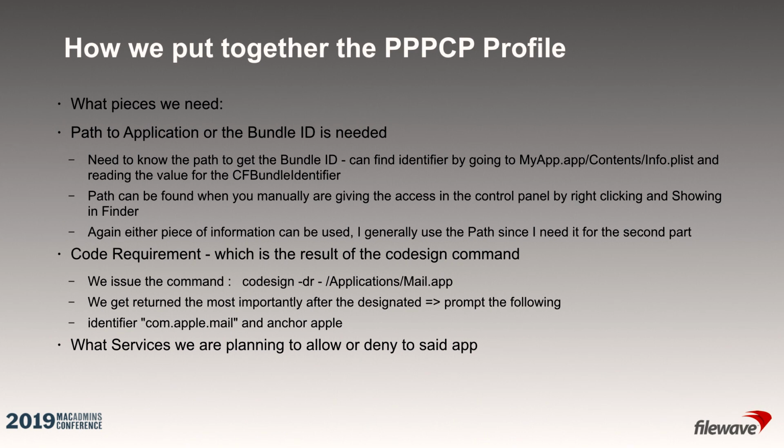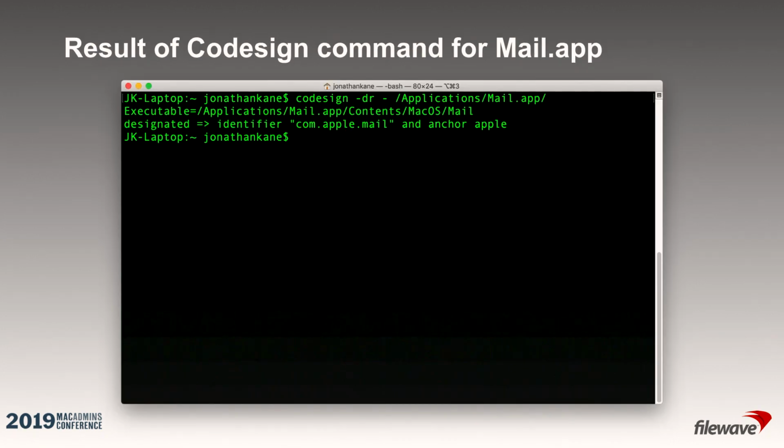And then you also, of course, need to know what services you're trying to activate. So I went with something really simple here. I said, give me this information on the Mail.app. And what you can see here is I issued the command, pointed it to the Mail.app, and what it returned to me was designated, so I ignore that part, identifier "com.apple.mail" and anchor apple. This is going to be much longer if you're looking at other apps, depending how they've signed their apps, depending how they haven't signed their apps. It could be much longer, and it looks like gibberish, but you want to capture all that. So whatever that command puts out, you do want to capture.